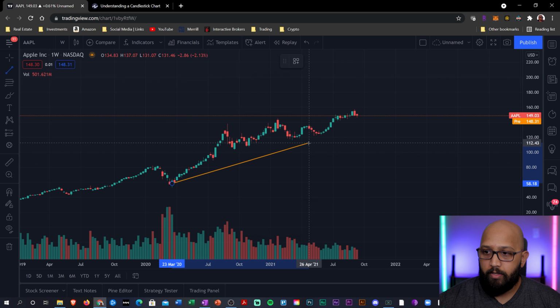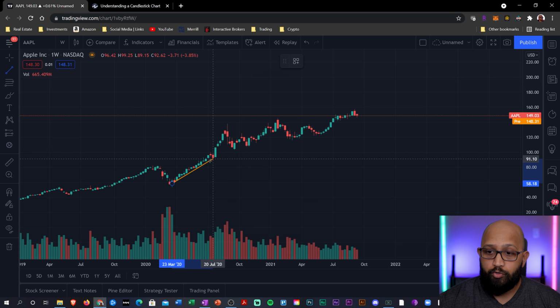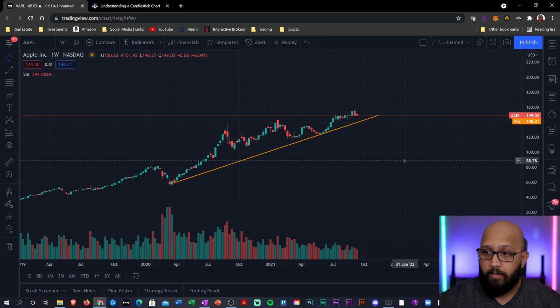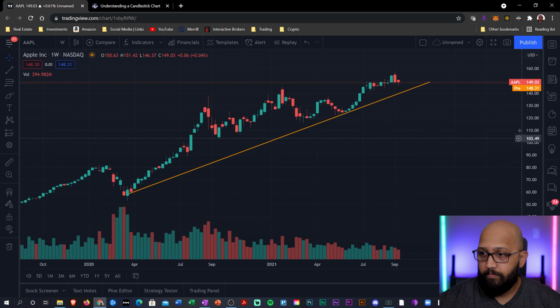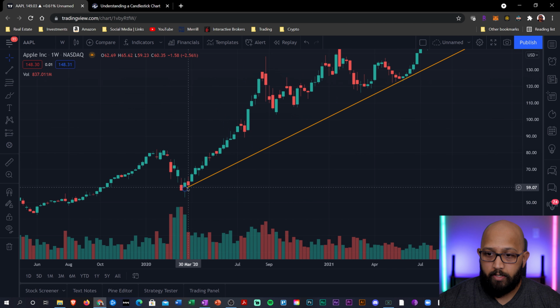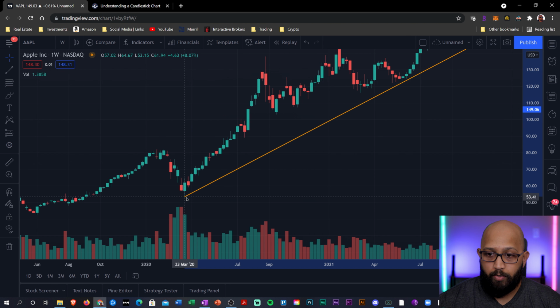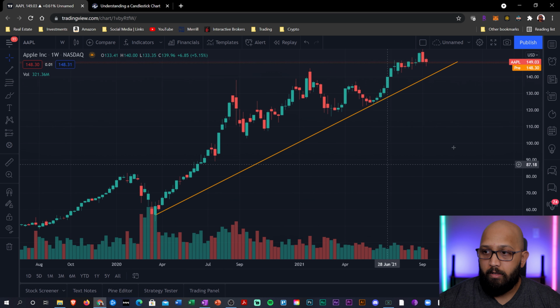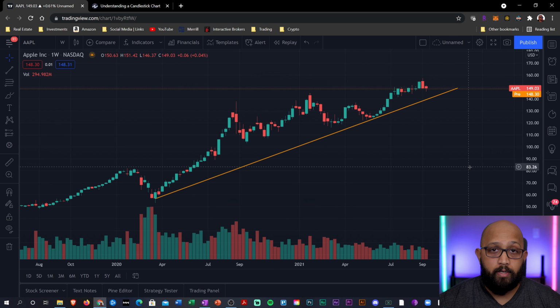But basically, if it's in an uptrend, you want to draw it on the bottom of the candles going up and touch at least 2 points. So I start at the bottom. You can put it at the wick. I like to put it at the body. It's up to you. Sometimes I put it at the wick depending on the scenario. Touch it here and went up.